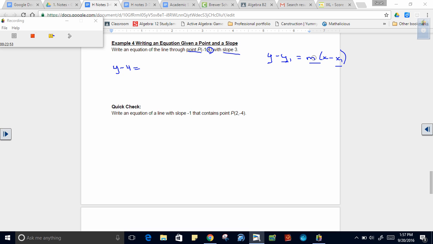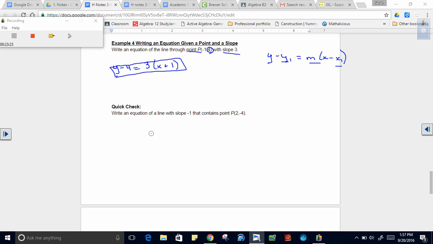Next would be my slope, which is 3. I'll always have parentheses. I'll always have an x. And I would have minus x1. My x1 is a negative 1. Minus or subtract a negative 1 would be a positive 1. You always want to change the signs. You want to take the opposite. So there's my equation. I can be done right there. It doesn't say do anything to it. They just say an equation. Try the quick check, and I'll give you a second.